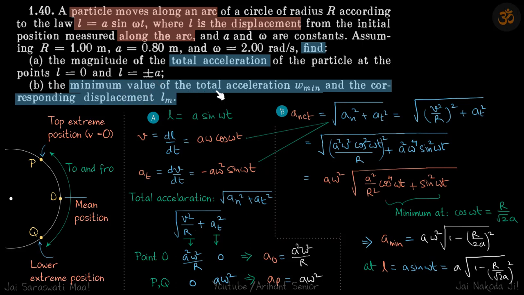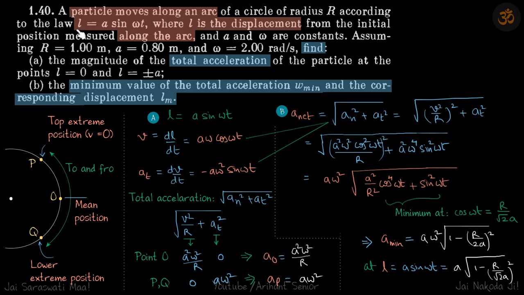And we need to find the minimum value of, okay, let's see the second part later. First, let's see what happens at L is equal to 0 and L is equal to plus minus A. So you see L is A sine omega t. So at t is equal to 0, L is equal to 0. So the particle starts at L is equal to 0. I mean, our time starts at L is equal to 0. The particle may already have some speed.